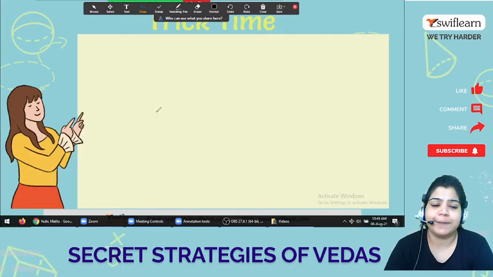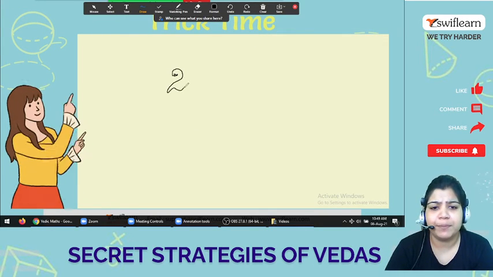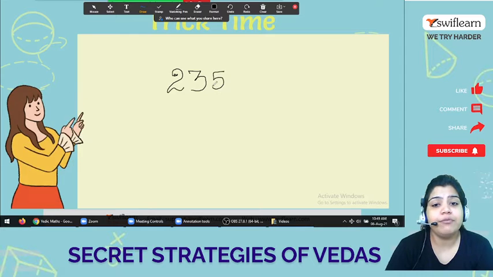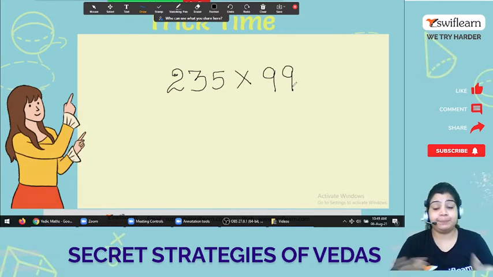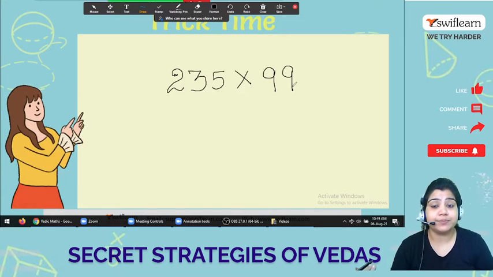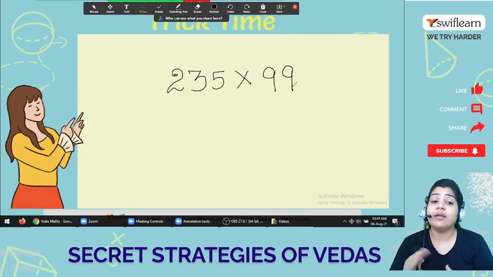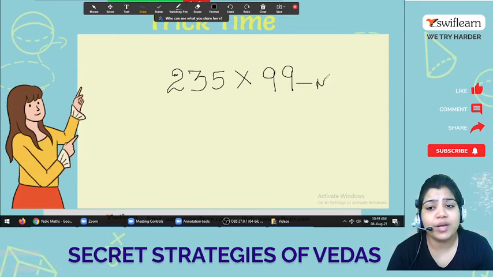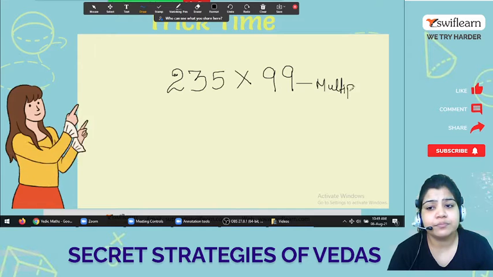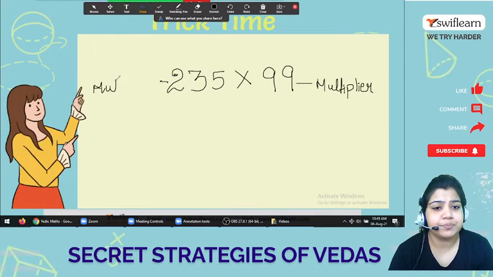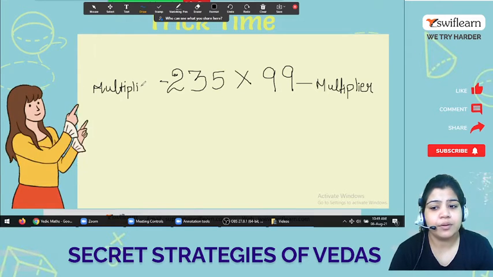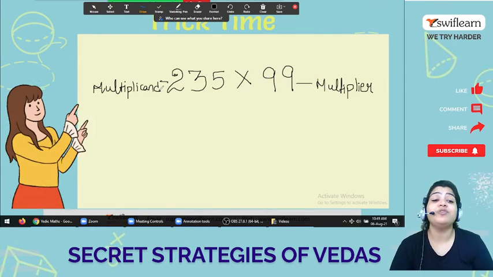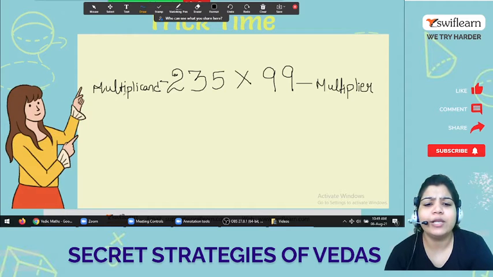Now what is that twist? Suppose I write one more example, 235 multiply 999. How are we going to do this one? Now the number of 9s is less, and the multiplicand has more digits. This part is known as the multiplier and this one the multiplicand. But how are we going to multiply this one? Before that I'll tell you one more example.